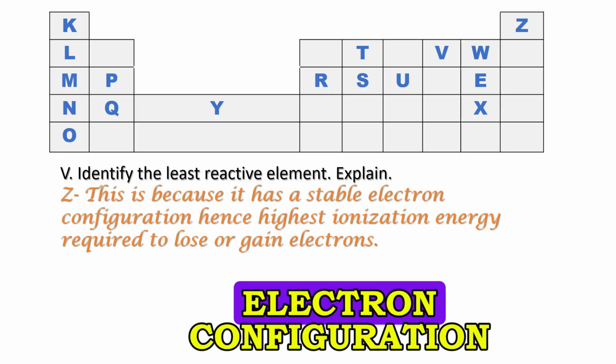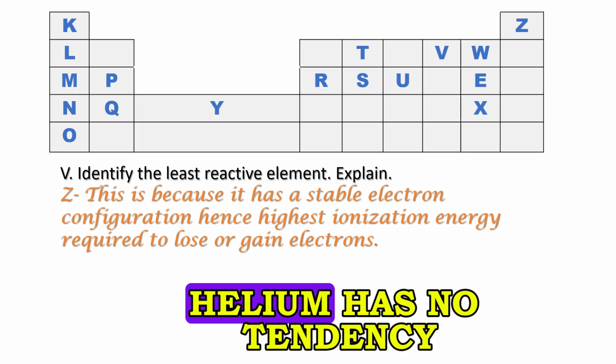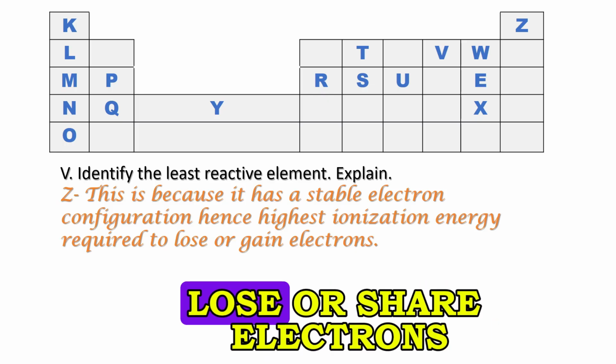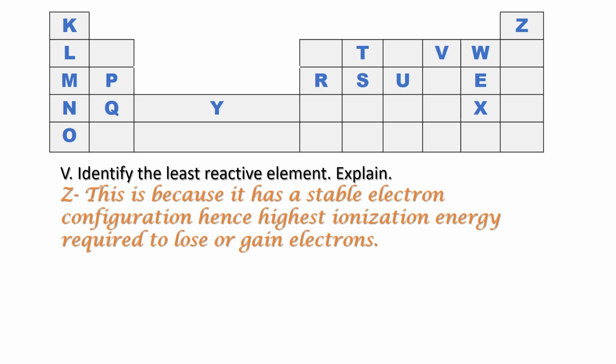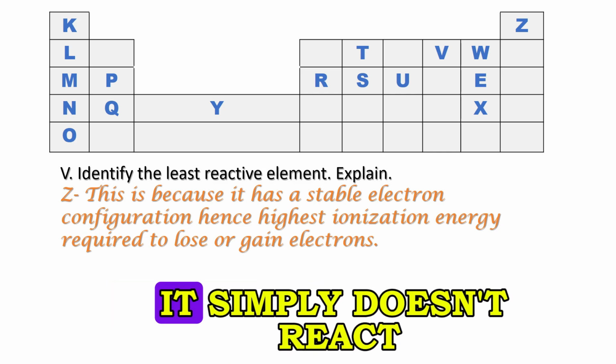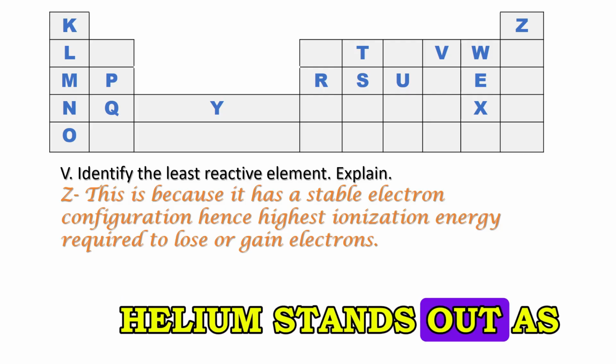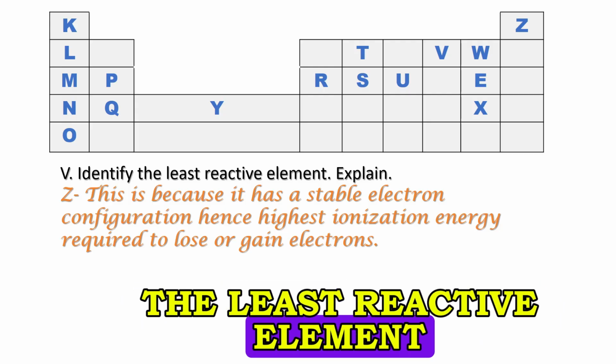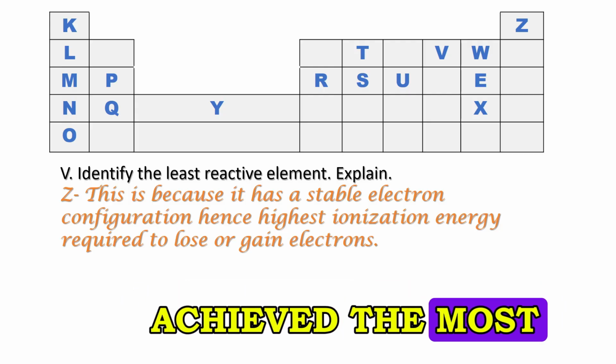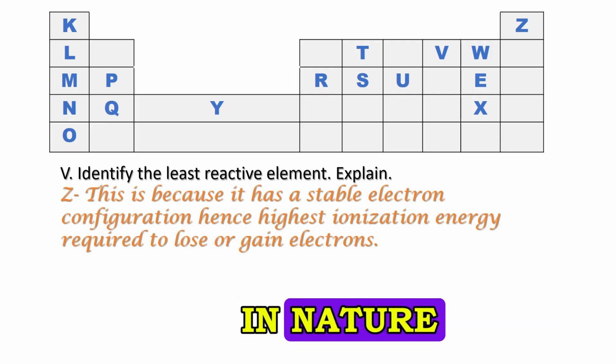Because of this stable electron configuration, helium has no tendency to gain, lose, or share electrons, making it chemically inert. It simply doesn't react. In summary, helium stands out as the least reactive element because it has already achieved the most stable arrangement possible in nature.